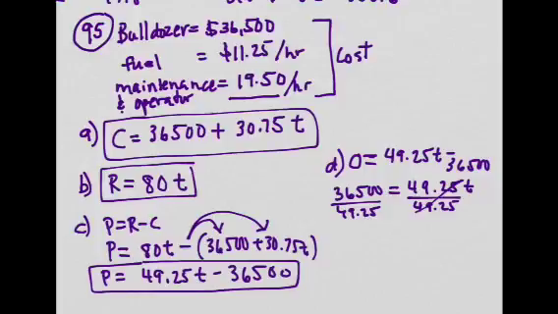So once you divide, T is 741.1. So it will take approximately 741.1 hours to break even. So 741 or 42. So that's the break-even number right there.